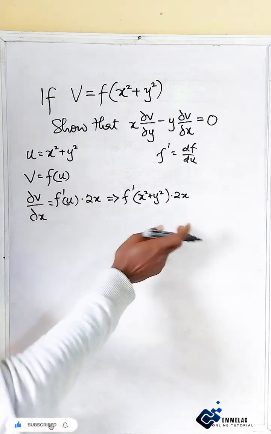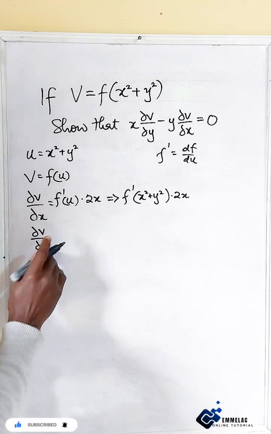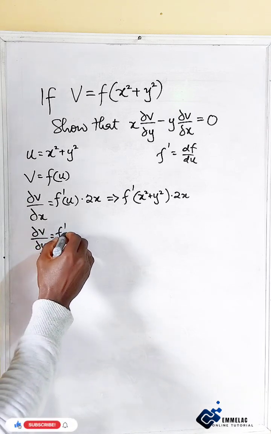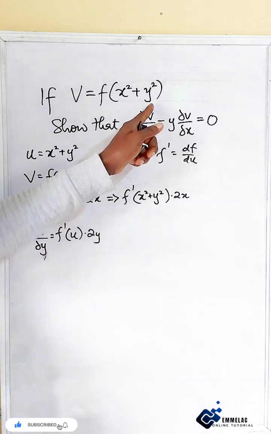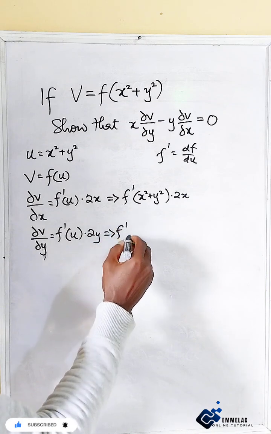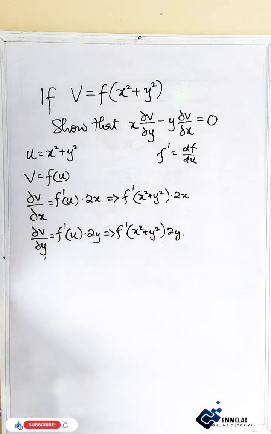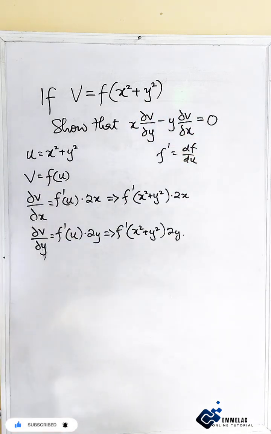Now apply the same method for the partial derivative of v with respect to y. That will give us f prime of u times 2y, because differentiating y squared we have 2y, and this will give us f prime of x squared plus y squared, then 2y. Now we've gotten both the partial derivative for x and for y.